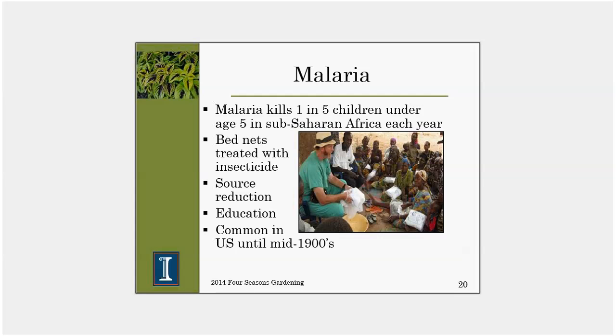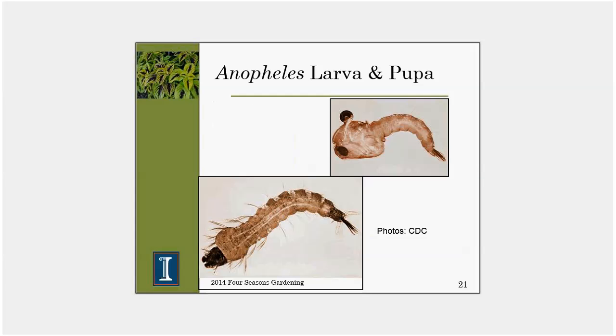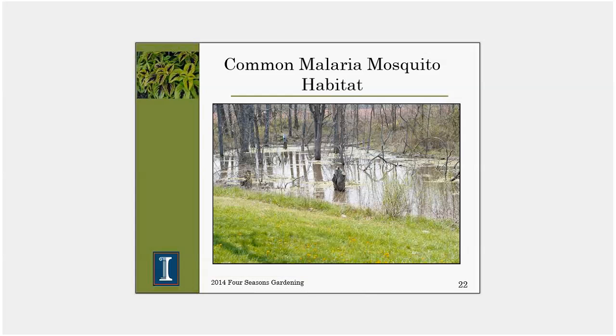The larvae and pupae of Anopheles, the malaria mosquitoes, are relatively typical looking, except really no siphon for picking up atmospheric air. Common malaria mosquito habitat is going to be a low-lying permanent pool situation. Something, again, that doesn't support fish, and so the mosquito larvae can do well in those areas and not be fed upon.